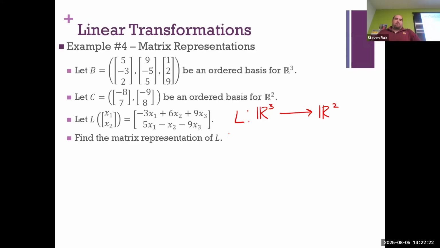So if there is a matrix representation for L that we'll call A, knowing that it takes vectors from R3 and turns them into R2, if I multiply A by a 3 by 3, and what comes out is a 2 by 2, does that give us an idea of what the dimensions of A are?